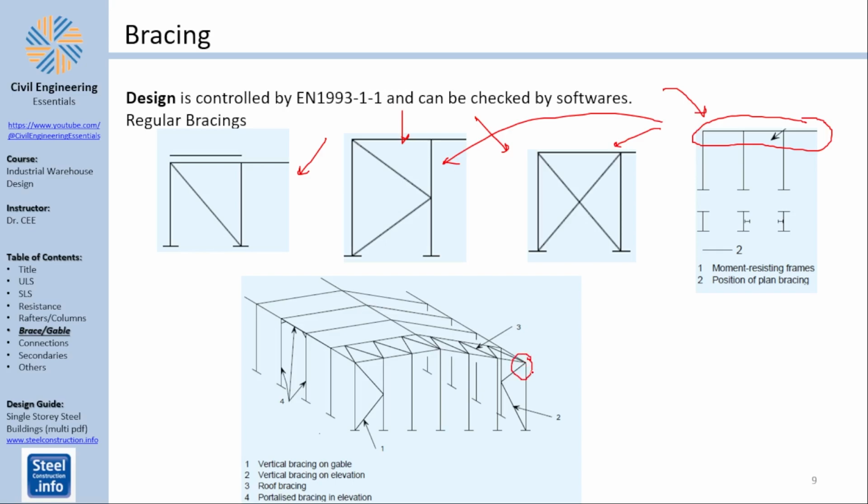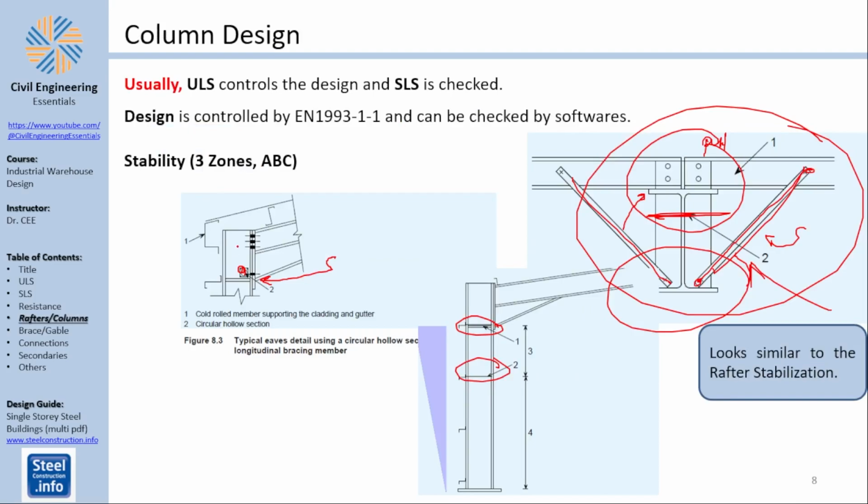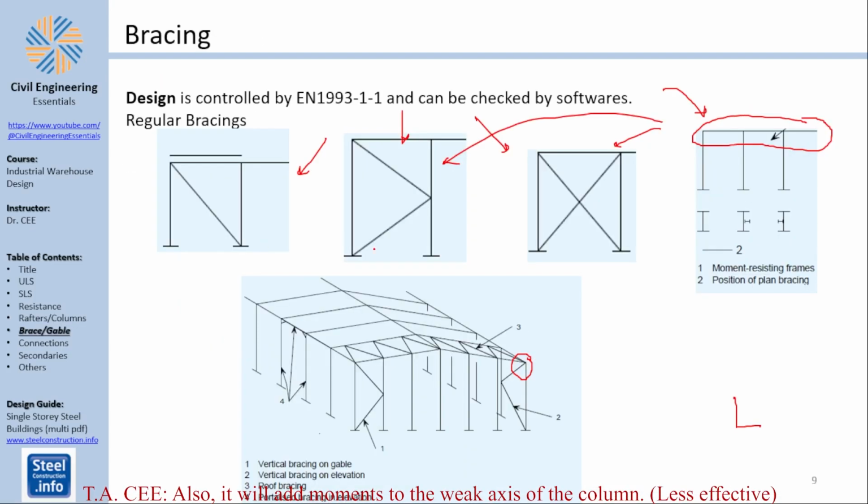I mean, in this connection, think about it. You already have a moment resisting connection here, and now you are asking for a moment resisting connection perpendicular to the page. I mean, this will become a Swiss cheese of a column because you're going to fill it with holes. And I think this will cause all kinds of problems. So I am not really a fan of stabilizing the longitudinal direction with frames.